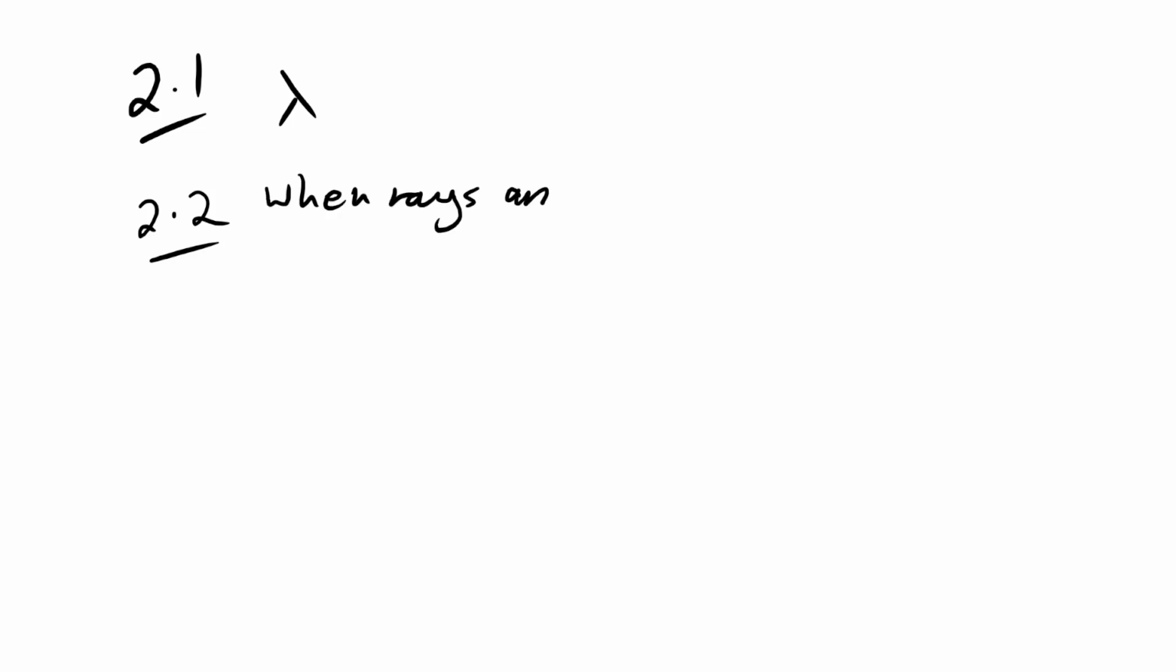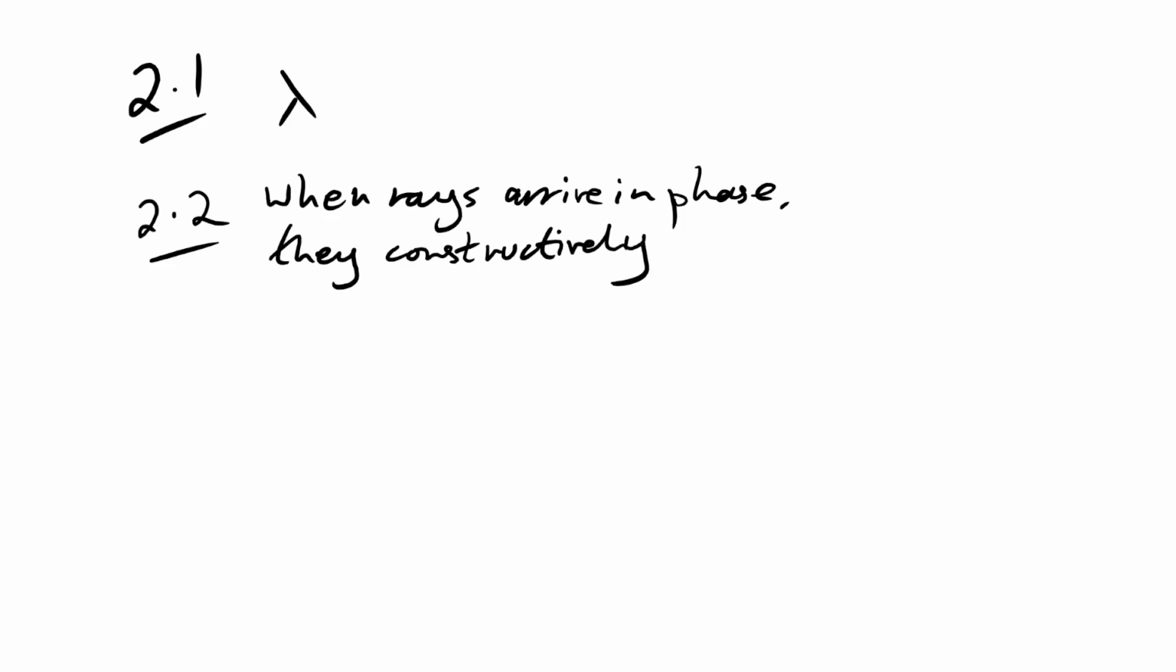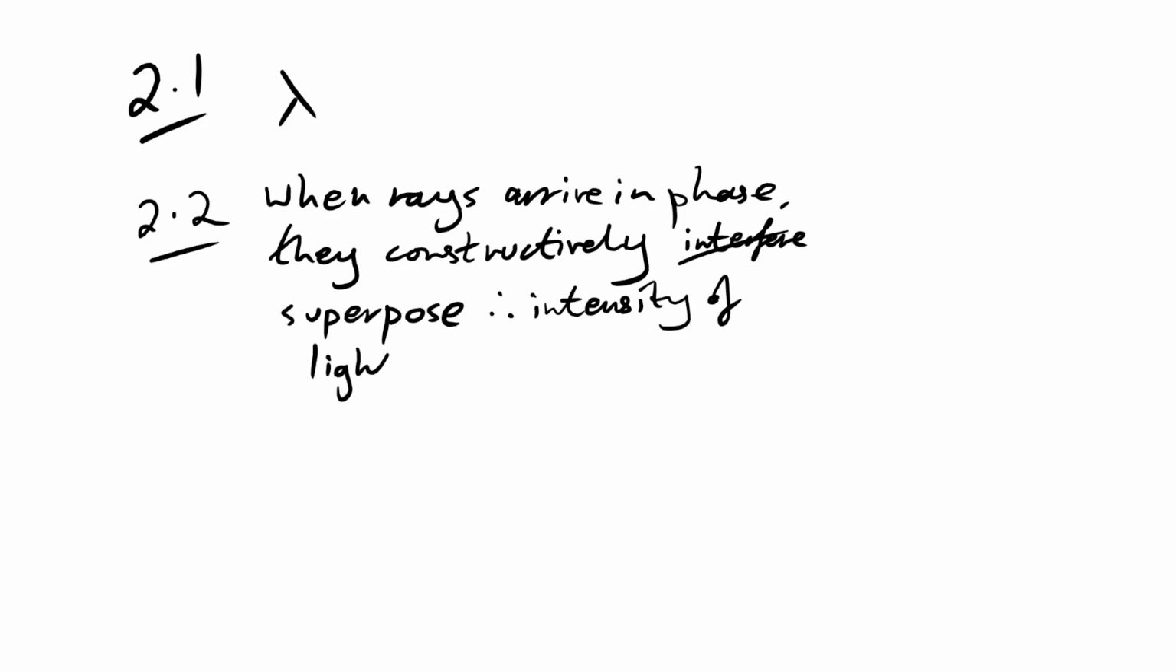When rays arrive in phase, they constructively interfere. Now, AQA seem to be reducing the number of words that you're allowed to use slowly but surely. I would say interfere is absolutely fine, but they don't like that, so we're going to say superpose. Can't say superimpose. Therefore, intensity of light increases at those points. Yep, they say not interfere.